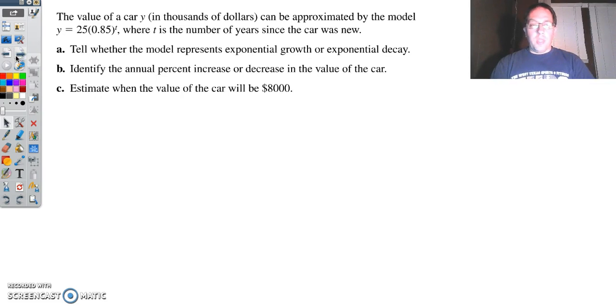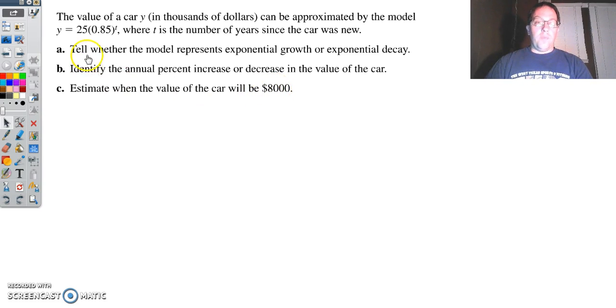Let's take a look. We have the value of some car in thousands of dollars, which can be approximated by the model y equals 25 times 0.85 to the t, where t is the number of years since the car was new. What we want to do is first tell whether this model is exponential growth or exponential decay. Then we want to figure out what is the percent increase or decrease. And finally, we want to estimate when the car would be worth $8,000.